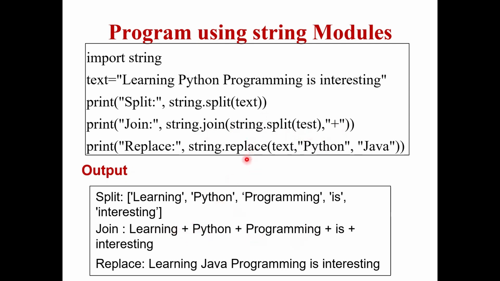And the third function is for replacing particular text with another text. Here I have used the finding word as Python and the replacing word as Java. Hence I get the result: learning Java programming is interesting. Instead of Python, Java is replaced. In this way, we can use the functions split, join, and replace.